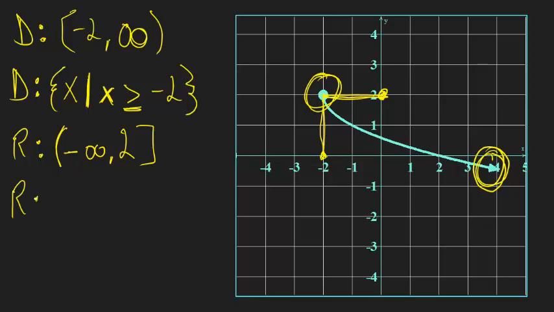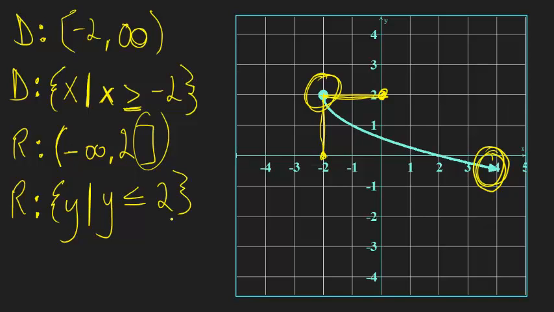So range in set notation, we're going to have our bracket, y for range, such that y can be from negative infinity to 2. So then that means pretty much y is less than 2, or less than or equal to because of the bracket. So y is less than or equal to positive 2. Alright, so there is our domain and range of our last example.